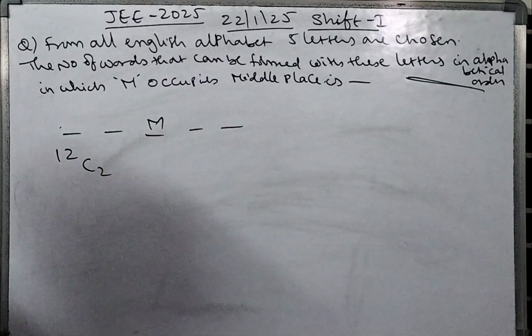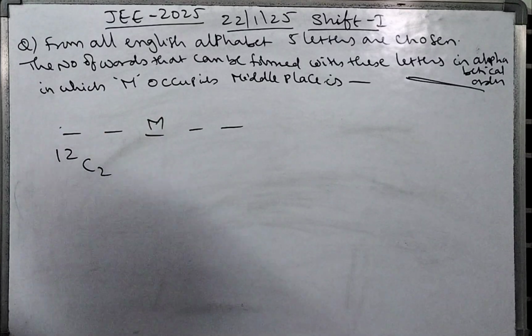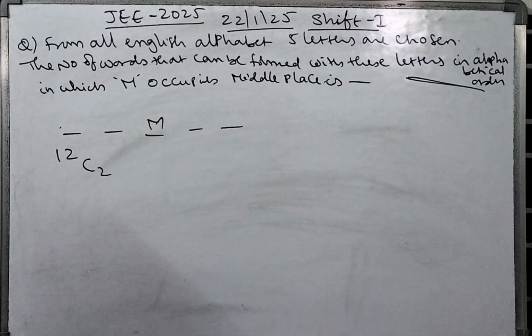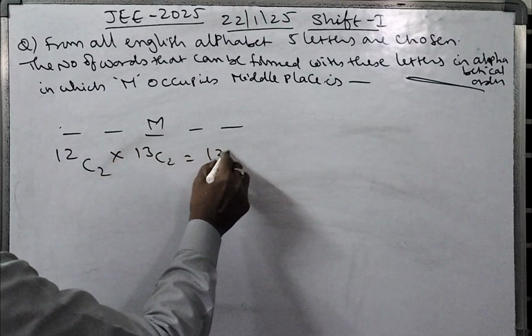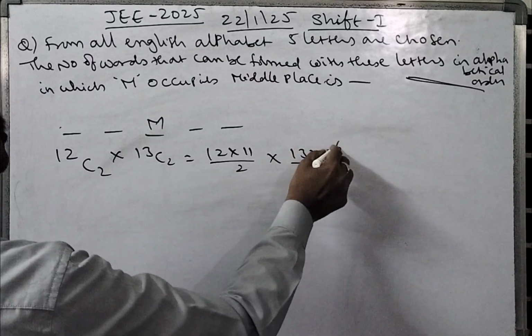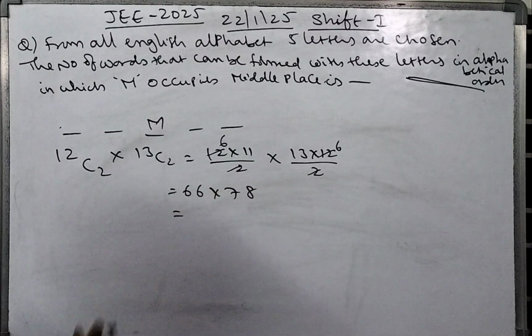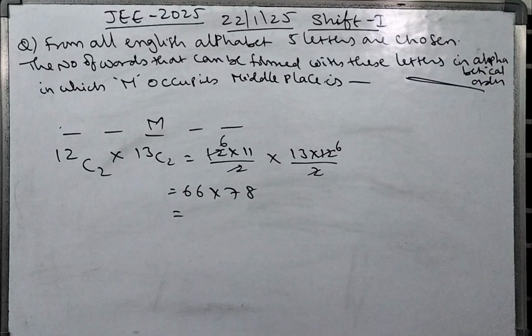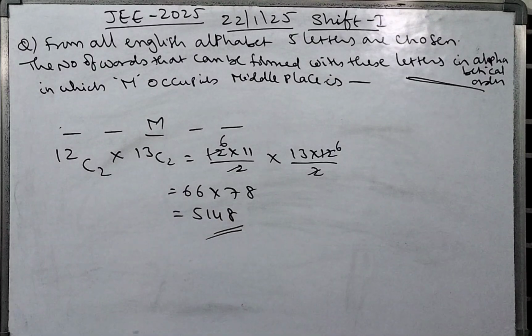And after m again we have 2 places, so you have to select 2 letters from the alphabet. After m, from n to z, we get 13 letters. From 13 letters you have to select 2 letters. So 12 into 11 by 2 into 13 into 12 by 2. How much do we get? 66 into 78. So we get this value as 5148. So 5148 is the answer for this problem. Very simple problem.